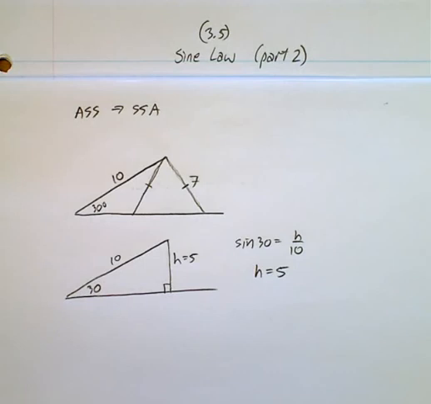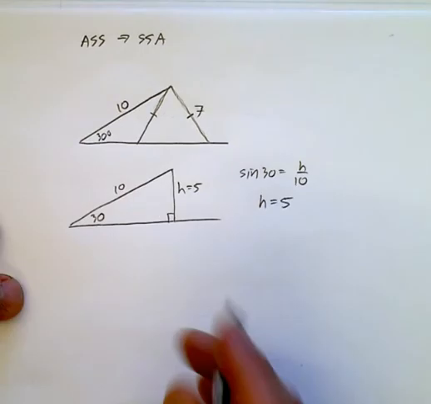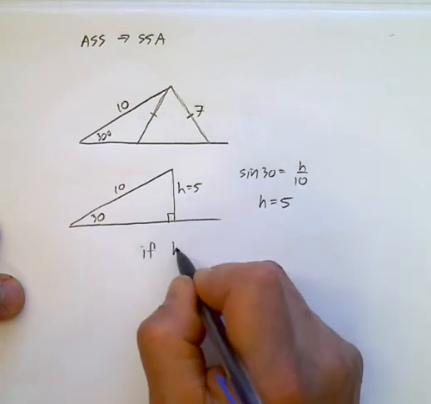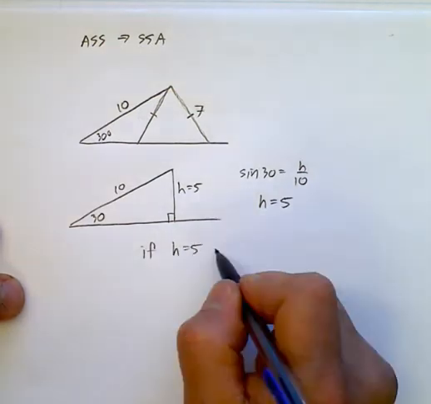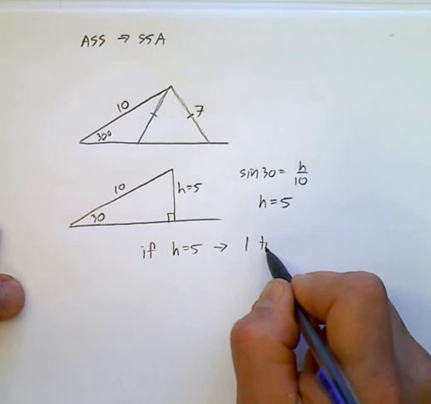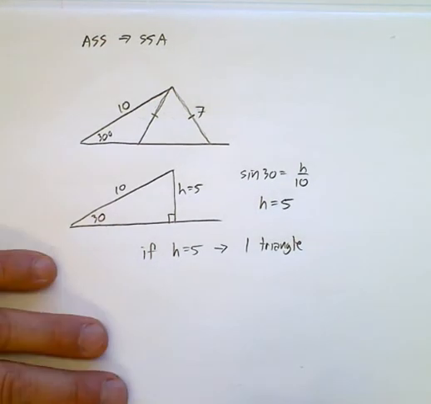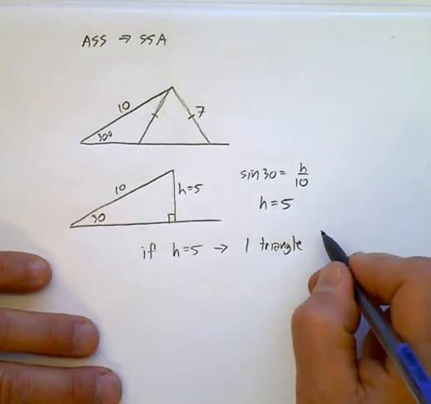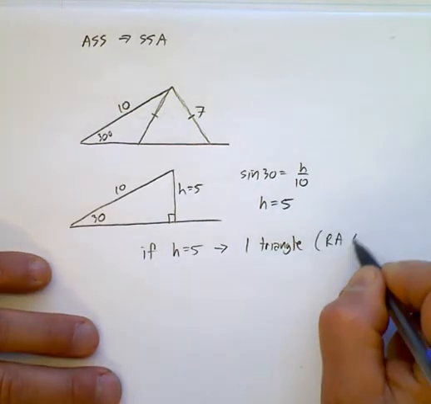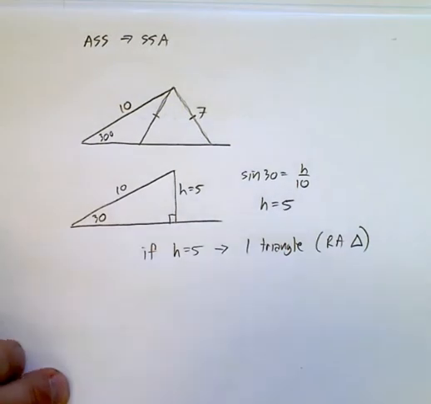So in this situation right here, if h was equal to 5, then you have one triangle. You'd only have one triangle. Now, that means that it would have to be a right angle triangle because it's the shortest side.